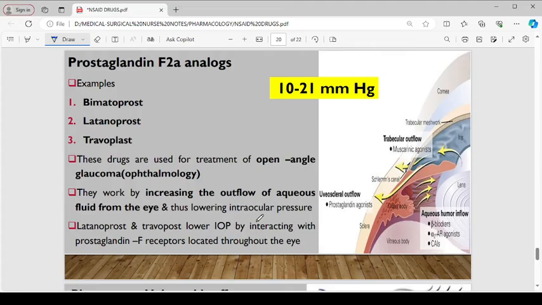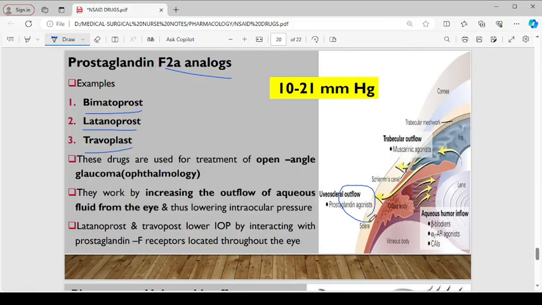The second group of prostaglandin analogs is prostaglandin F2 alpha analogs, and in this case we have examples like the bimatoprost, we have also latanoprost and travoprost. So these drugs, they are used to treat open angle glaucoma, and they work by increasing the outflow of aqueous fluid from the eye, thus lowering the intraocular pressure.